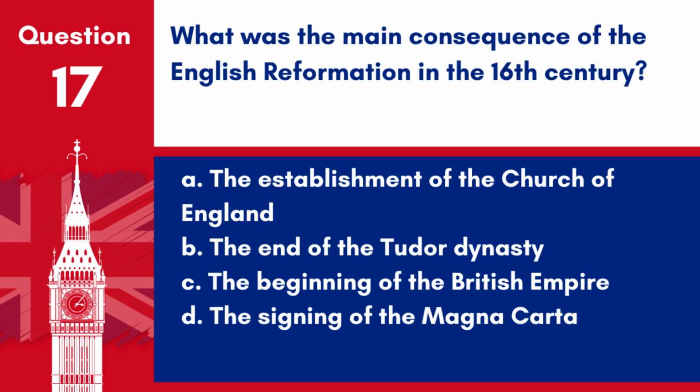Question 17. What was the main consequence of the English Reformation in the 16th century? A. The establishment of the Church of England. B. The end of the Tudor dynasty. C. The beginning of the British Empire. D. The signing of the Magna Carta.